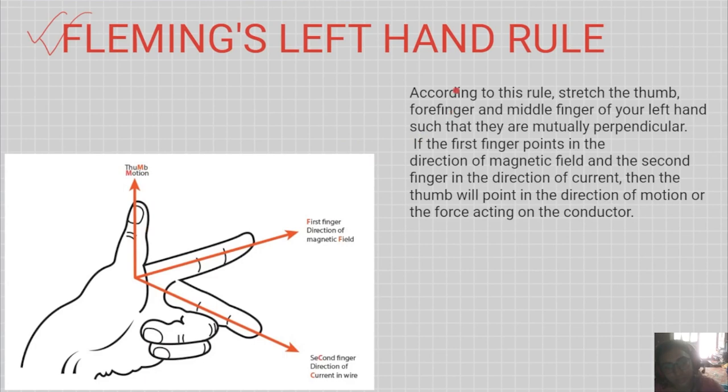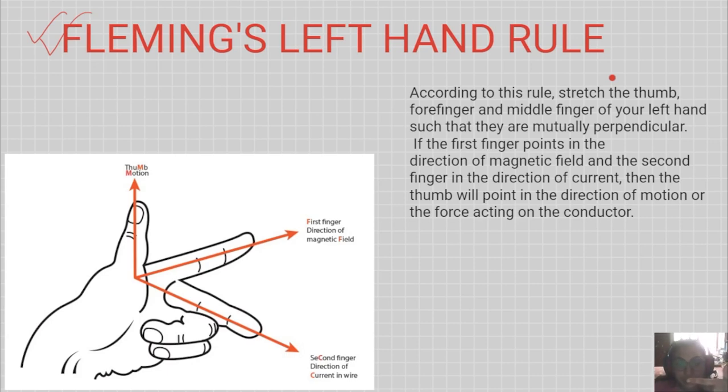So if you see here, according to this rule, when we stretch the thumb, the forefinger and the middle finger of our left hand such that they are mutually perpendicular to each other, so like this, if we stretch them, the first finger points in the direction of the magnetic field and the second finger in the direction of the current, then the thumb will point in the direction of the force or the motion or the force acting on the conductor. Okay.